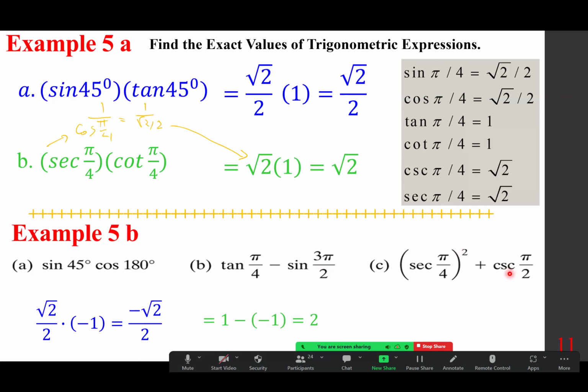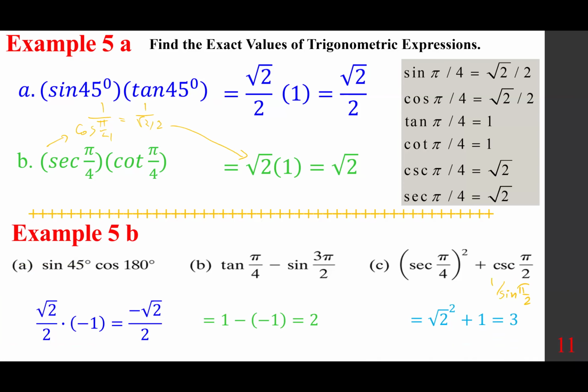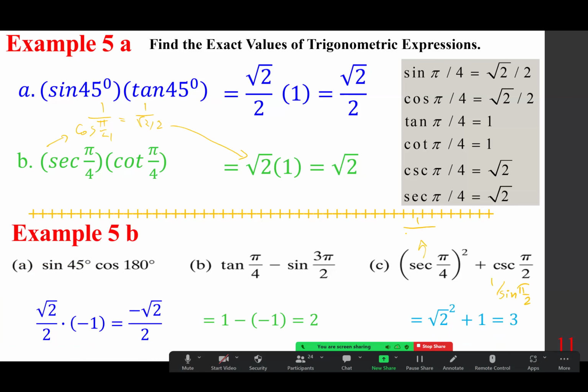Cosecant of pi over 2, and even if you haven't memorized, just remember it is 1 over sine of pi over 2. Sine of pi over 2 is 1, 1 over that is 1. So square root of 2 squared plus 1, which makes it 3. Even this one, if you don't know, 1 over cosine of pi over 4, okay? We can go that route.